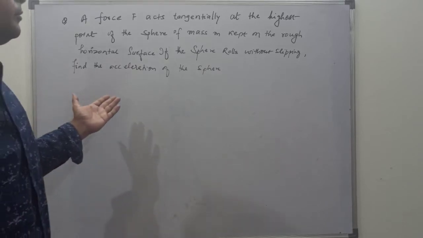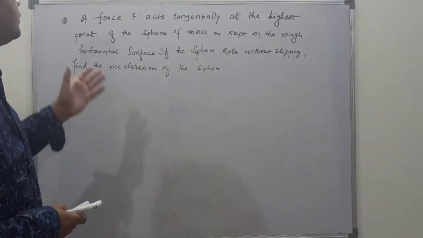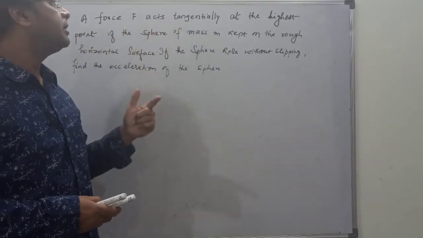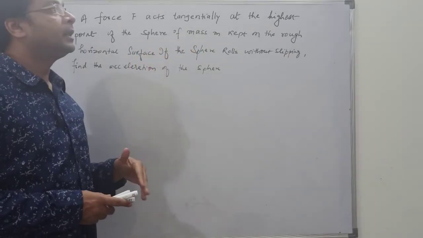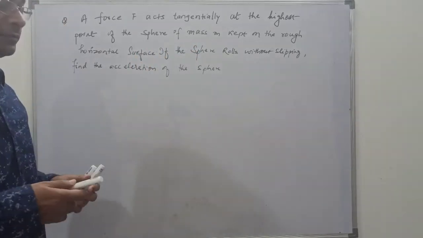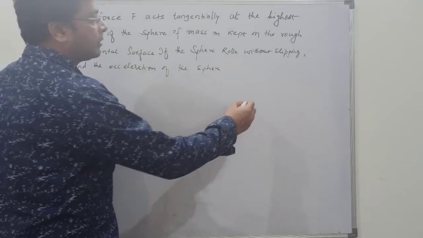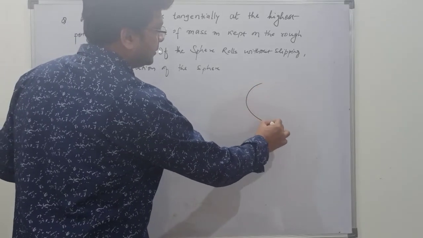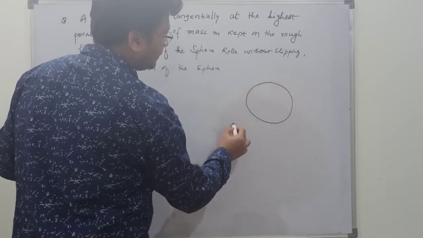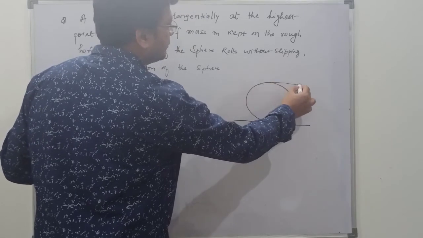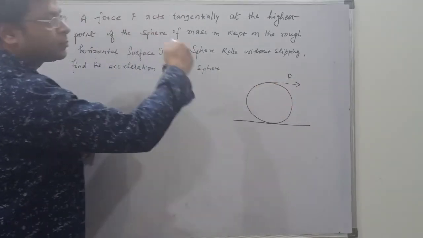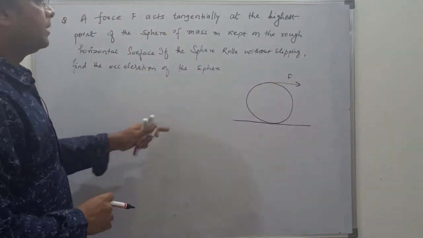We have been given a question here. A force F acts tangentially at the highest point of the sphere of mass m kept on the rough horizontal surface. So let's draw the diagram first. This is the sphere and this is the horizontal surface. Tangential force like this, highest point of the sphere. Surface is rough.